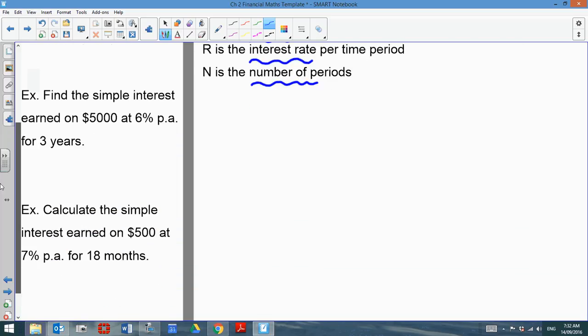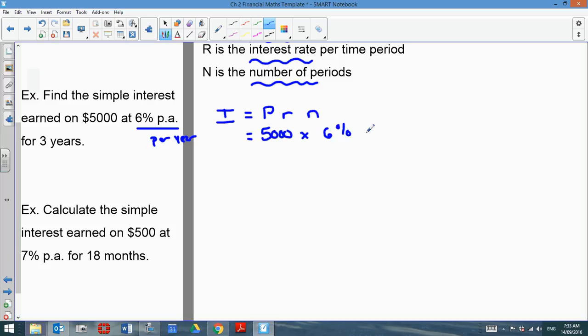So for the first example, very straightforward: find the simple interest earned on $5,000. It's 6% per year, so PA stands for per annum. Okay, so per year, really. And then for 3 years. To find our simple interest, which is I, we're going to take our principal amount multiplied by the rate multiplied by the number of periods. So for us, this is $5,000 multiplied by a 6% rate, and we multiply that by 3 years.